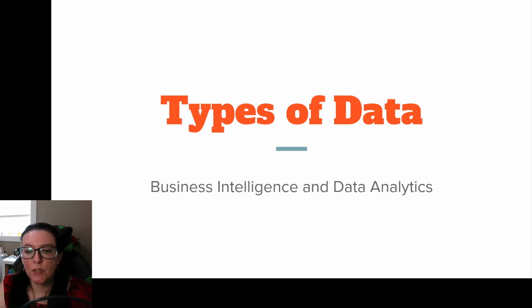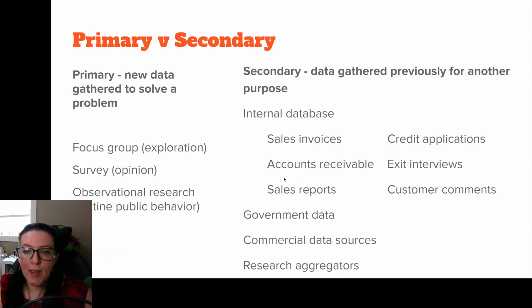In a previous video, we looked at data governance, policies for our organization about how we collect, store, and destroy the data that we collect. Now let's look at the types of data that we might choose to collect. So we have primary data and we have secondary data. Primary data is new data that we gather to solve a problem.